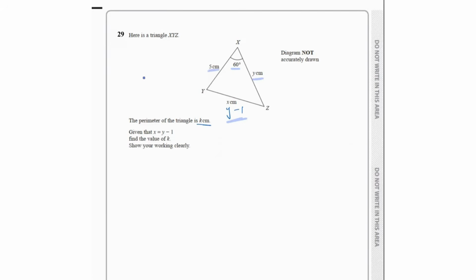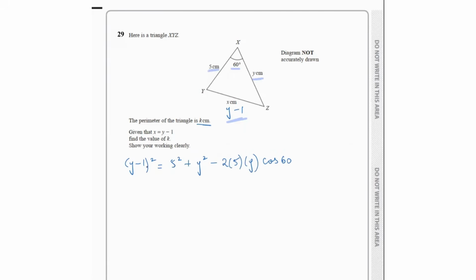The reason why we cannot use sine rule over here is because we would have to do a lot of extra calculation. We have to find an angle first, and that angle will be irrelevant because our focus is on the length, not the angle. So it's just better to directly use cosine rule. So y minus 1 squared equals 5 squared plus y squared minus 2 times 5 times y times cos of 60. That is your equation.